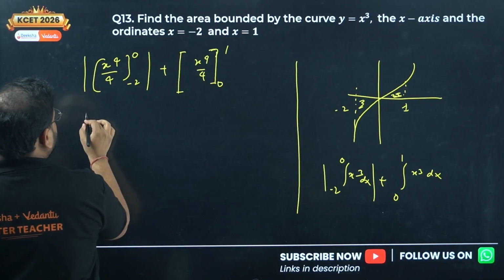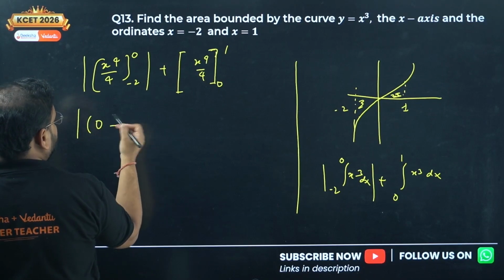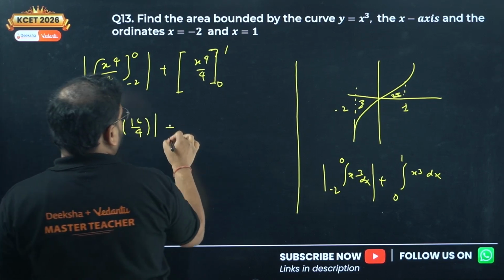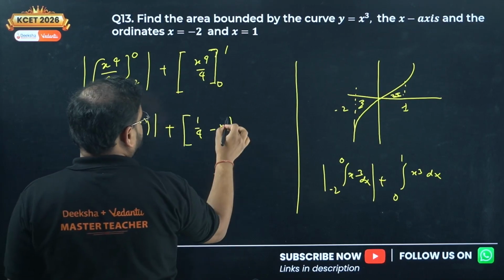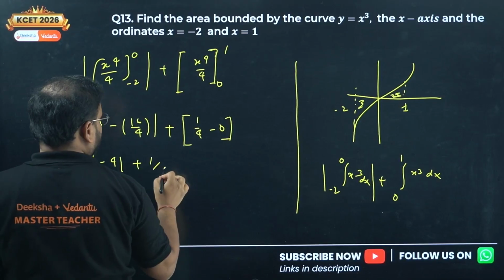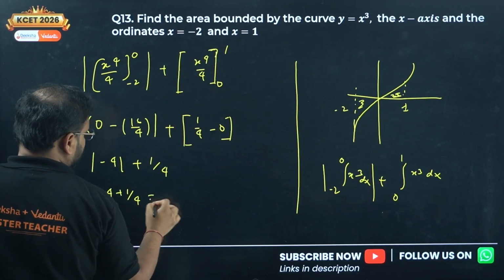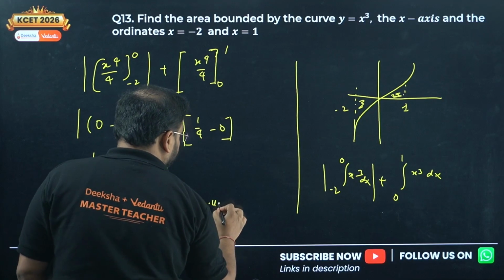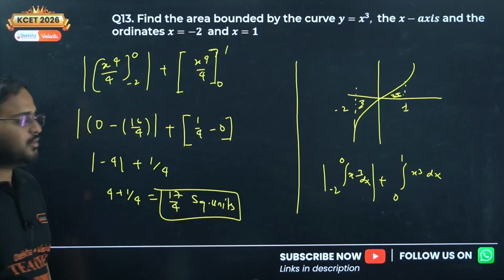So I get the upper limit as 0, and this will be minus of, put the value, I get 16 by 4. Over here we'll have simply upper limit 1 by 4, lower limit 0. I get this as modulus of minus 4 plus 1 by 4. I get this as 4 plus 1 by 4, which is the same as 16 plus 1, 17 by 4 square units. Please check. This is your final answer.